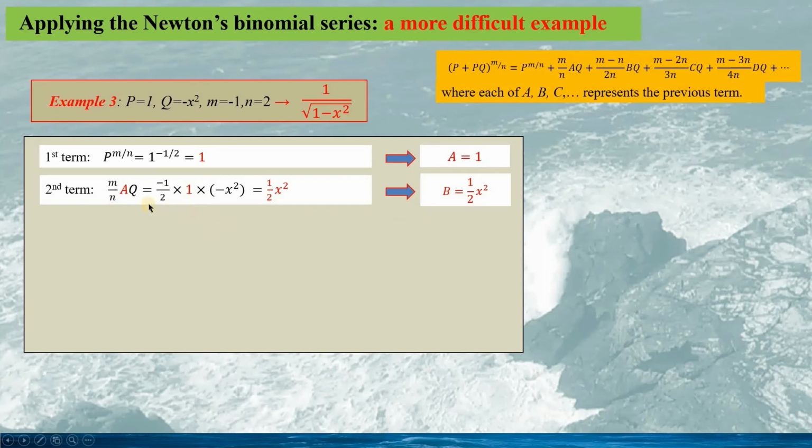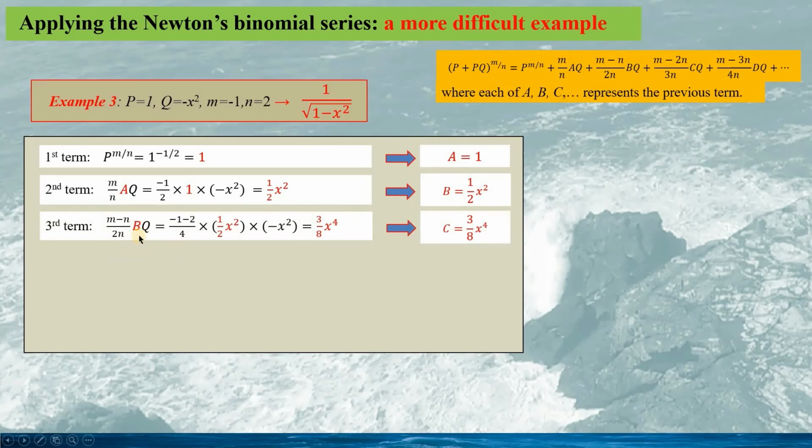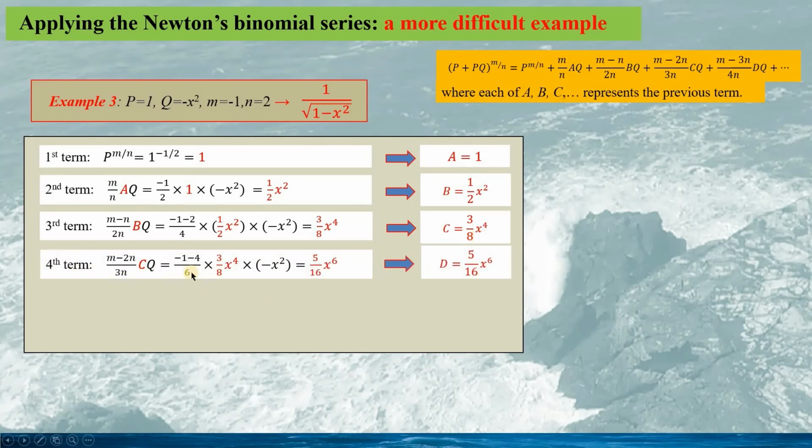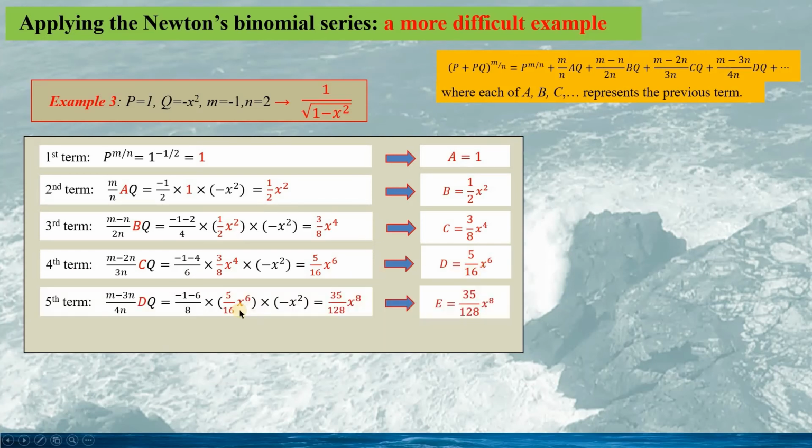The second term is calculated as this. It is half x squared. Hence b is half x squared. The third term we calculated as this. So it is 3 over 8 x power of 4. So c is given as this. And we can calculate the fourth term, given as this, d here, and the fifth term given as this, e is this.